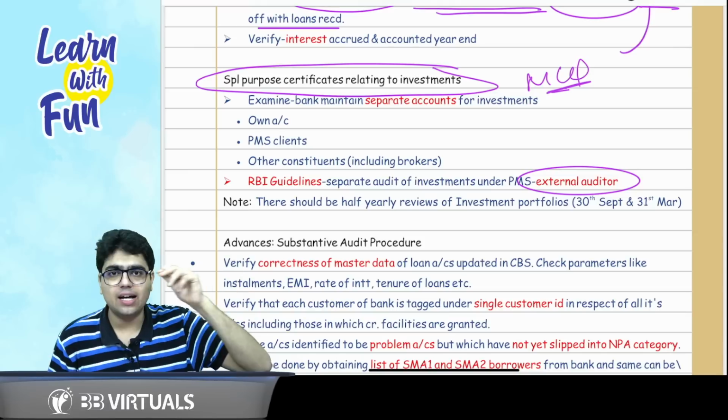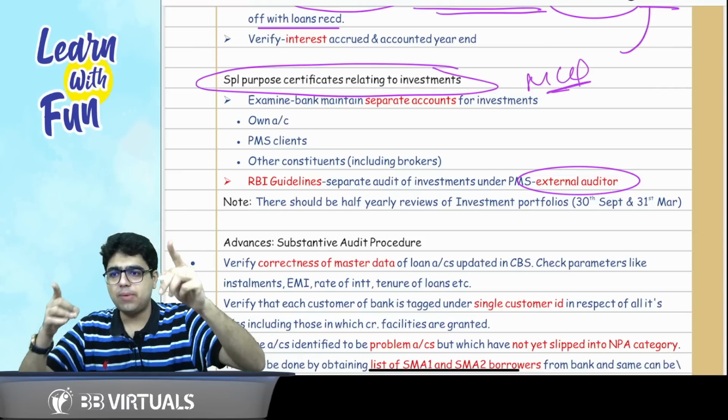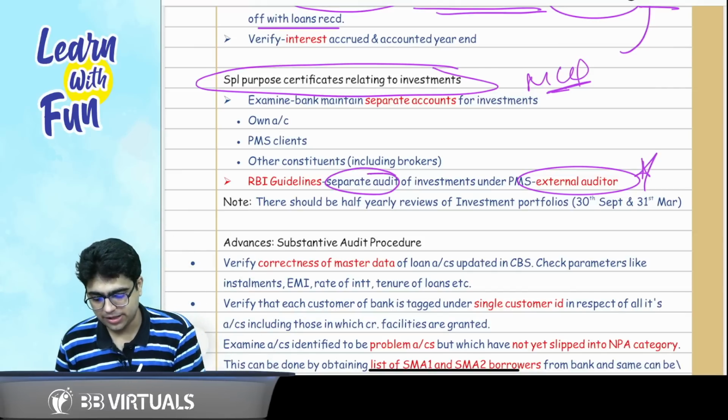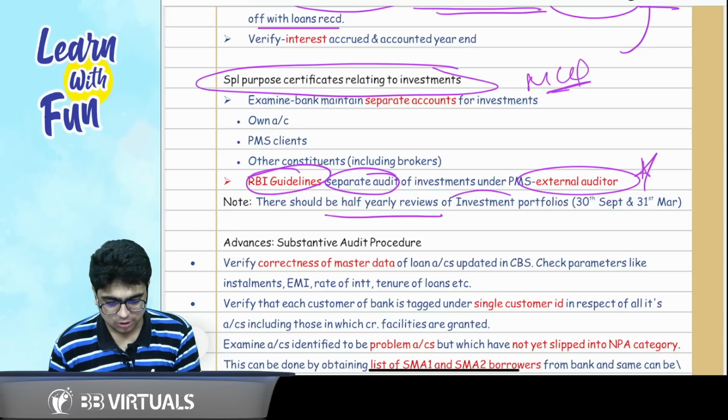So ICAI can ask, who needs to do the audit? External auditor, concurrent auditor, internal auditor? Remember, external auditor, separate audit as per the RBI guidelines. Half yearly reviews need to be done for the investment portfolios on 30th of September and 31st of March.